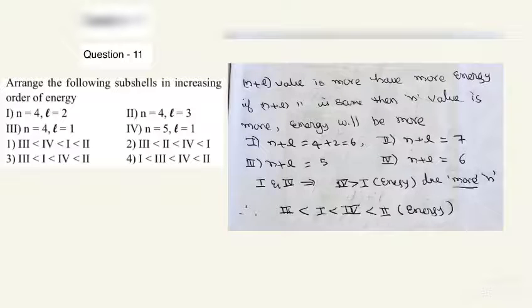Arrange the following subshells in increasing order of energy. Increasing order of energy depends on the n plus L value. The more the n plus L value, the more energy will be present. If the n plus L value is the same, it depends on the n value. Here we are getting n plus L values 6, 7, 5, 6. So the minimum will be 5, and in both cases 6 will be there in 1 and 4. In this case, the more the n value, the more the energy. So 4 has the more n value, so more energy will be there, and 1 will have less energy. Then the overall order will follow like this.